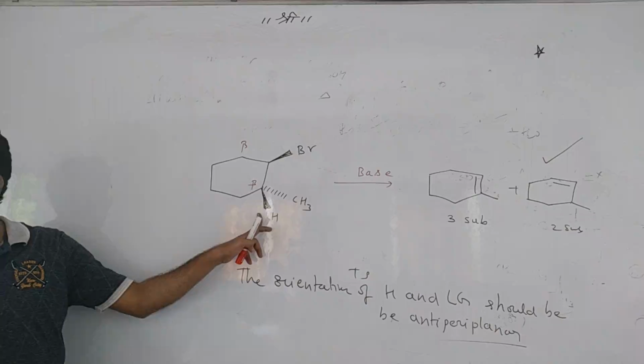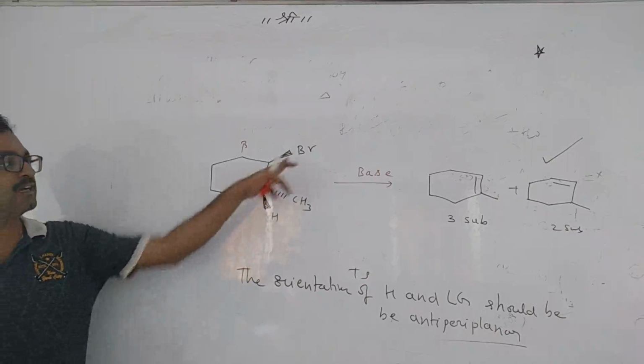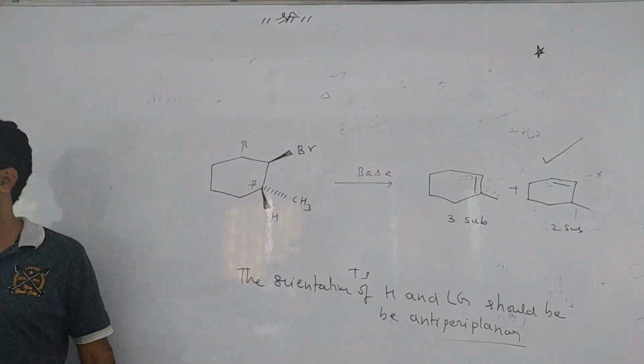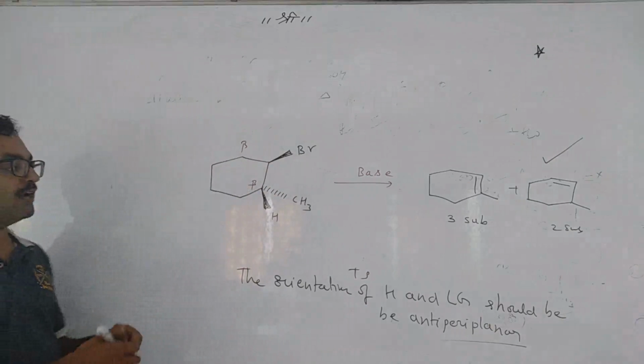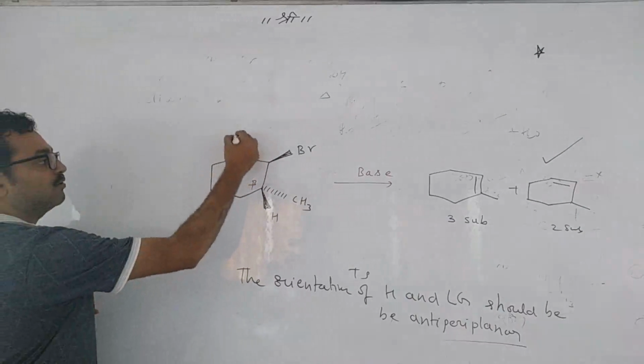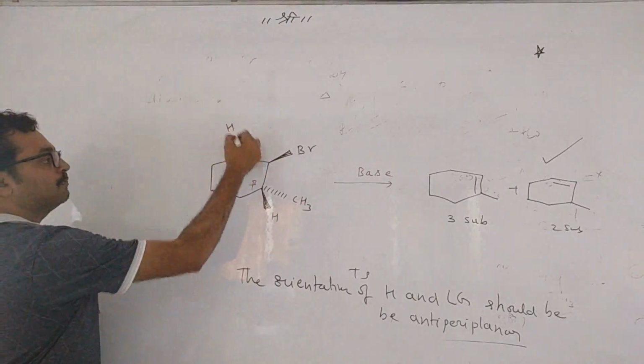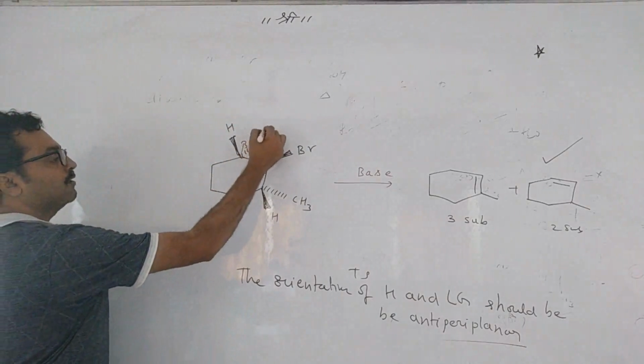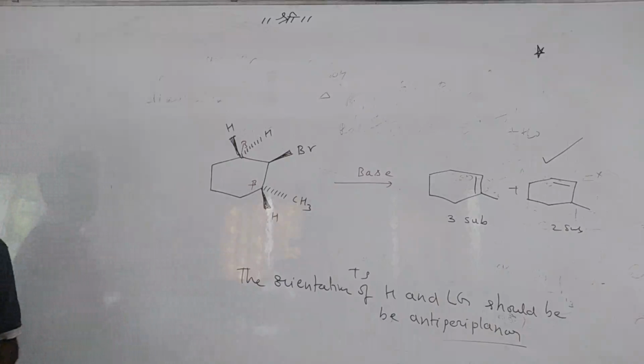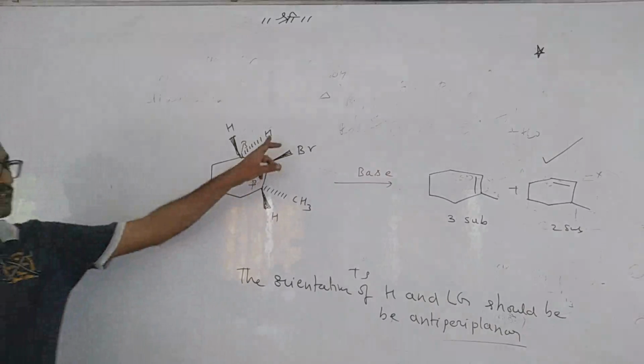Hydrogen should be in dotted bond. Then only this hydrogen and Br will be eliminated. But here you will have 2 hydrogens, no? Here you will have 2 hydrogens, one with a wedged bond and one with a dotted bond. Yes, I will remove the dotted hydrogen. Why will I remove the dotted hydrogen?